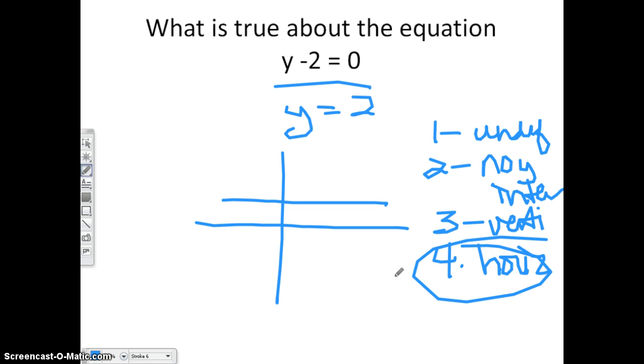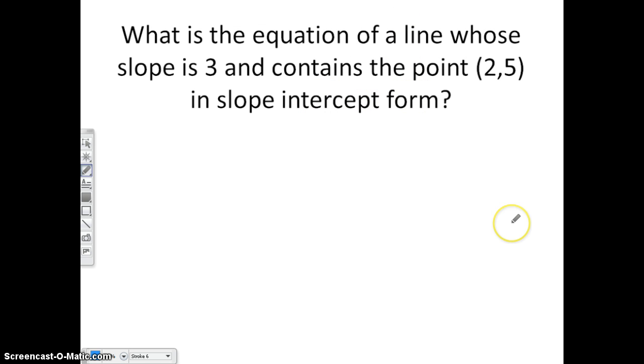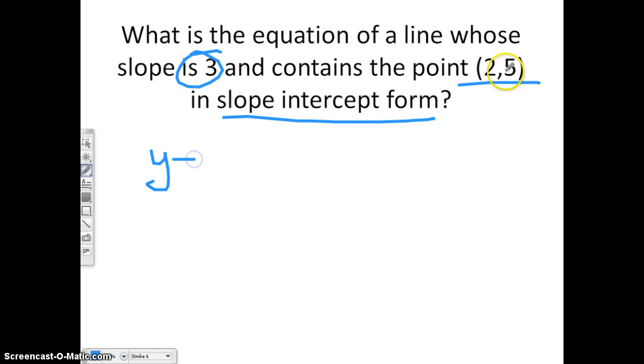Just be able to recognize some true statements about an equation, and it is very helpful to graph it first if you want to have some scratch paper next to the test and just sketch one out really quick like I did. All right, what is the equation of a line whose slope is 3 and contains the point 2, 5 in slope-intercept form? All right, so they want slope-intercept form, but we're giving a slope and a point. So this shouldn't surprise you that first we'll want to make this in point-slope form and then transform.